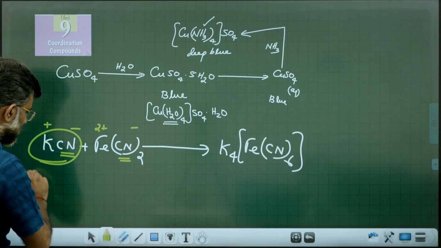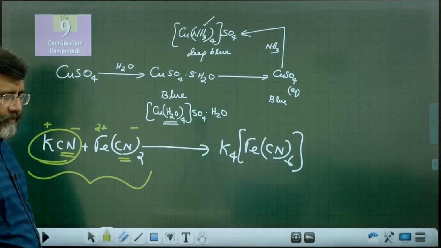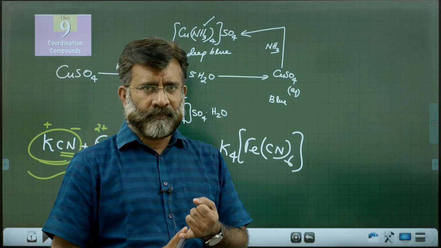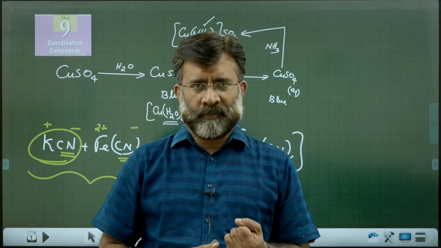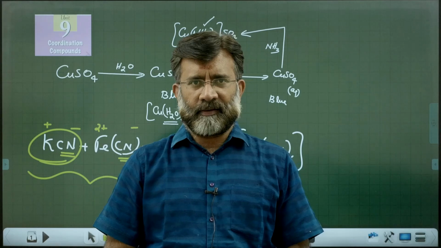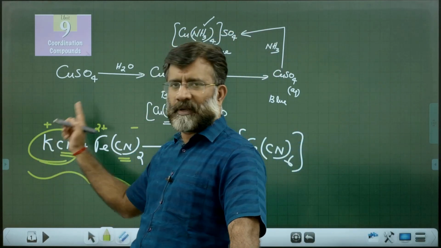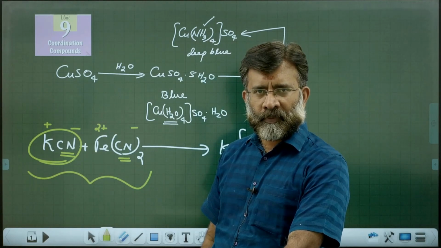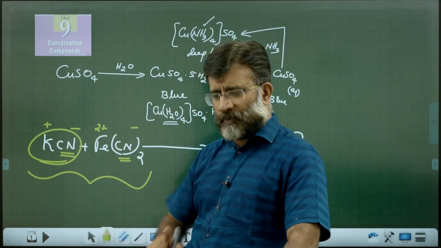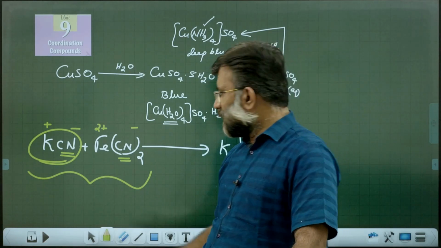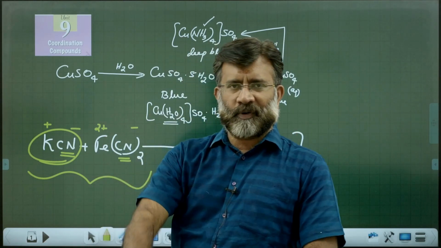If you take this reaction mixture, there will be a test for potassium. The solution contains potassium, there will be a test for cyanide, there will be a test for ferrous. Because there is K plus, you will get the test for potassium. There is cyanide, you will get the test for cyanide. There is Fe2 plus, you get the test for ferrous.